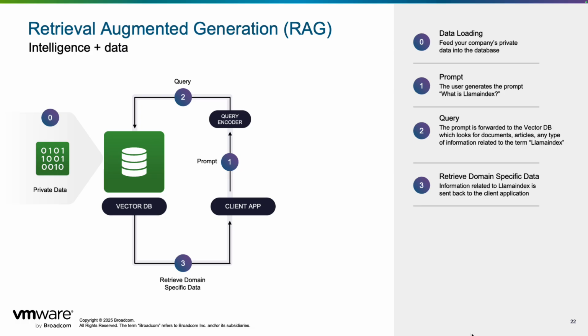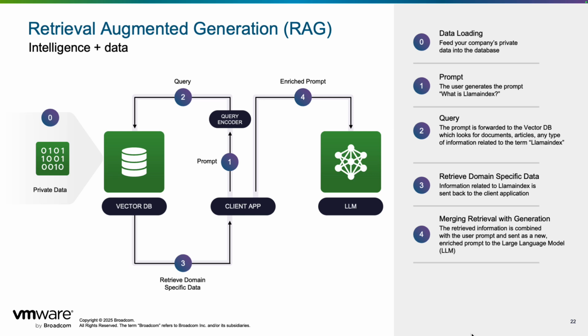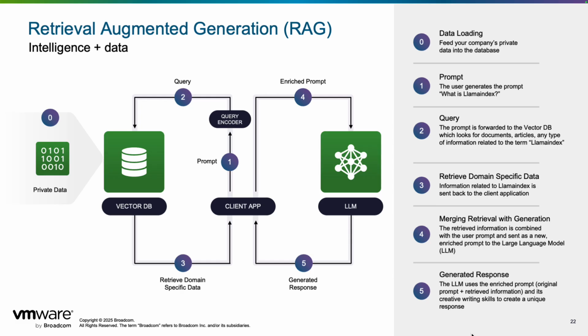Now we're going to take those results from the database and send them to the large language model, the completion model, and also send the original question, the original prompt. We're going to send that along with the chunks of data we got from the vector database, and the large language model is going to process them and generate the response. So this is the simplified retrieval augmented generation design.